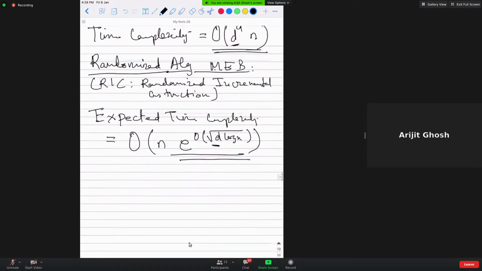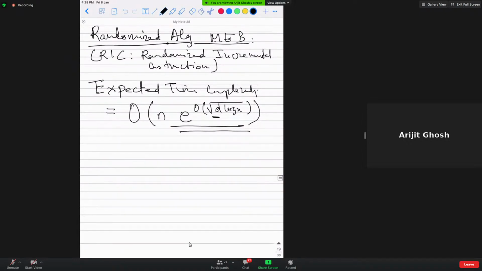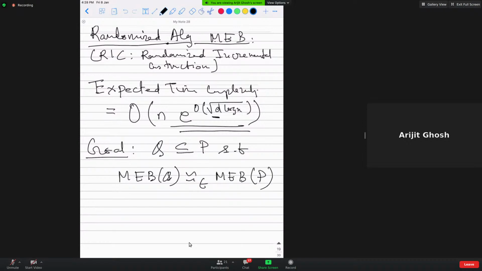Okay, so what is the goal? The goal in CG was the following. The idea was, it's hard to compute. It's time complexity wise not good to compute the minimum enclosing ball. So do one thing, find a subset Q of P such that, let me write like this, MEB be the radius, MEB of Q is a good approximation in terms of epsilon of the minimum enclosing ball of P. This is where the motivation for coresets came. One of the motivations for coresets came.